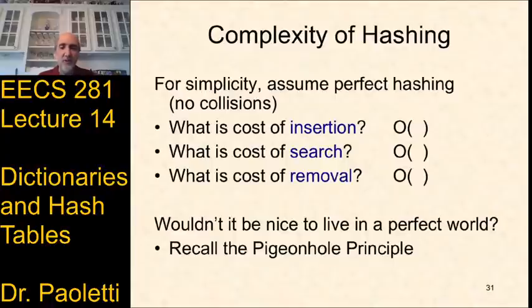Now, let's assume we don't have collisions. That's what we'd like to have. So if we had perfect hashing, if everything always hashed to a new index, then what would be our cost of insertion? What would be our cost of search and our cost of removal? So if we had perfect hashing, if we never got a collision, if I always go to insert and there's an empty location there, it's O of 1 for all of these.